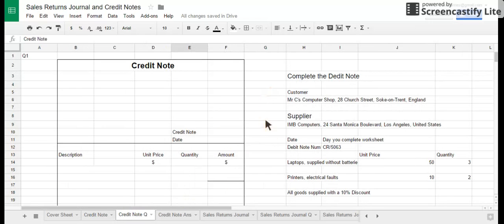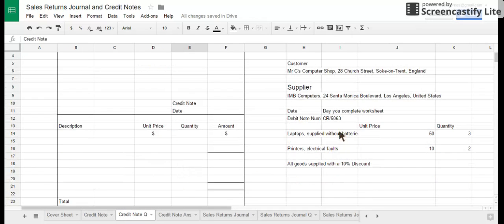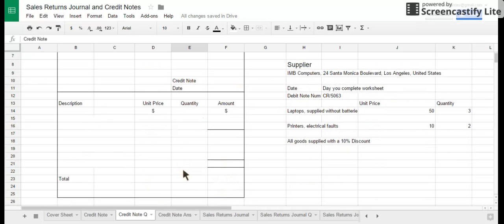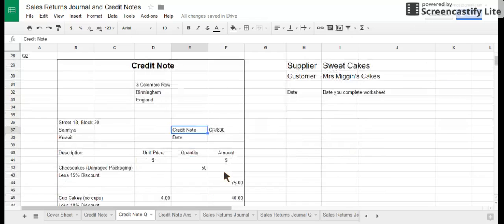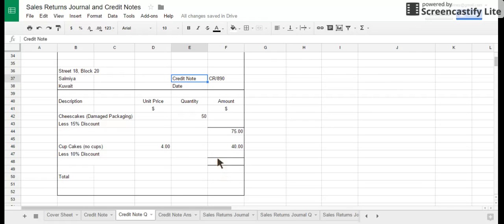Then a couple of questions. You've got one which is a standard, just fill in all the information, and once you've done that, there shouldn't be a problem. And the second one, you'll need to do a little bit of some calculations yourself to work out what the unit price originally was, what the amount is, etc. So it'll be interesting to see how you got on with those. Right, what I would do, pause the video now, and then come back in a couple of minutes' time once you've completed it, and you can have a look at the sales returns journal.